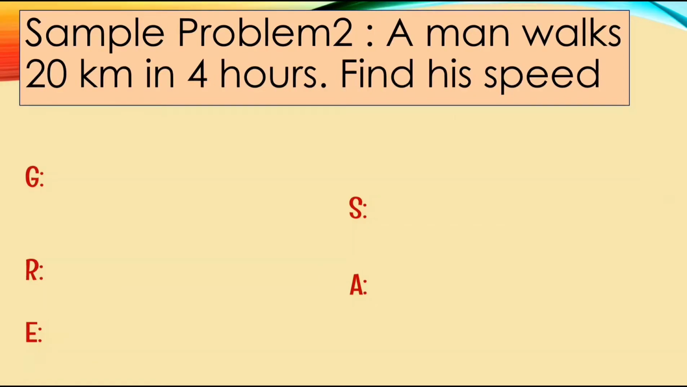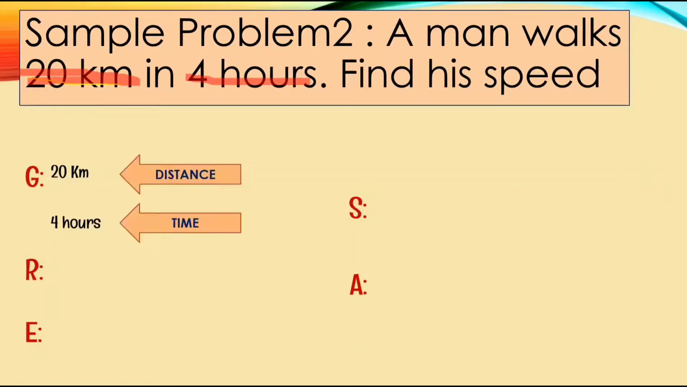For another example, we have this question. A man walks 20 kilometers in 4 hours. Find his speed. Mula sa problem, let's take note of the given. We have 20 kilometers and 4 hours. Ang 20 kilometers is for distance and ang 4 hours is for the time. For the required, again, based on the problem, we need to find the speed of the man.